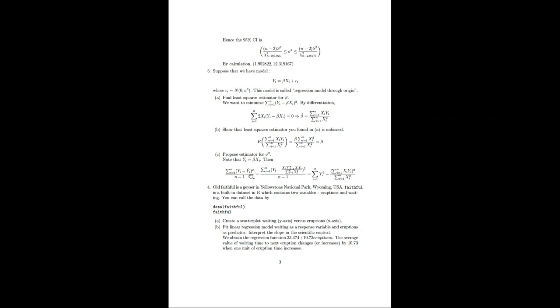And here we divide by n minus 1 because we only estimate beta hat. So we only estimate one parameter. The degrees of freedom is the total number of observations minus the number of estimated parameters, which is 1. So we have degrees of freedom n minus 1, and we divide the sum of squares for error by n minus 1. So that's the proposed estimator for sigma squared. We use the same concept as in simple linear regression and general multiple linear regression.